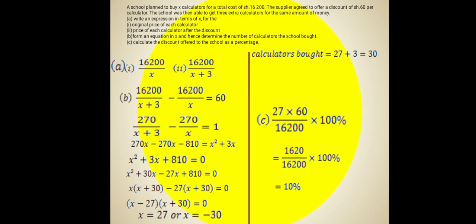Part C says, calculate the discount offered to the school as a percentage. Now the discount was 60 and the calculators to be bought were 27. So 27 times 60, we get the discount in amount. So it is 1,620 and the price is 16,200. So divide that and multiply by 100%. So you have 1620 divided by 16,200 multiplied by 100%, we get 10%.